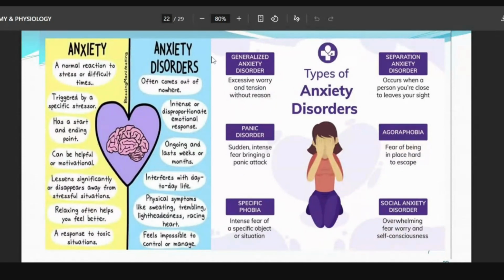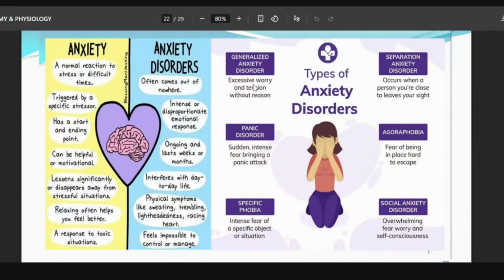Now, what are the types of anxiety? Generalized anxiety disorder is when you feel excessive worry and tension without any reason. कुछ भी हो जाए उनको worry होता है. कुछ भी छोटी भी बात हो जाए, even if water is not coming in the tap, they will feel anxiety. If somebody has left for office, they'll feel anxiety that maybe something will happen to them. So they have excessive worry or tension without any major reason.